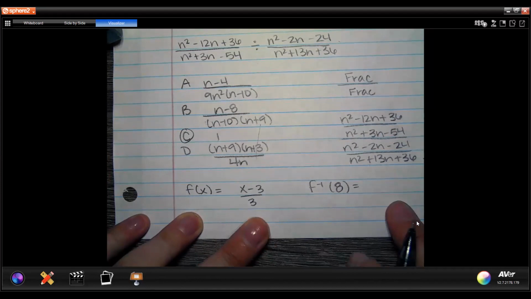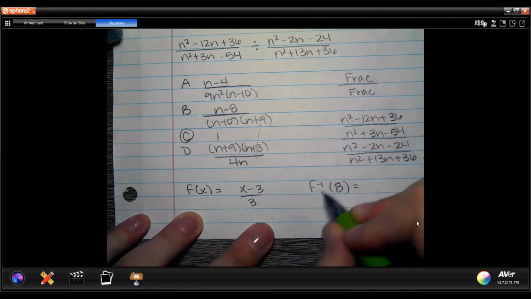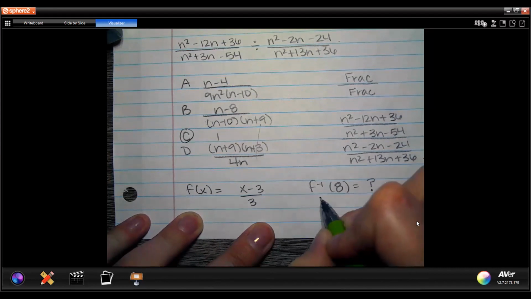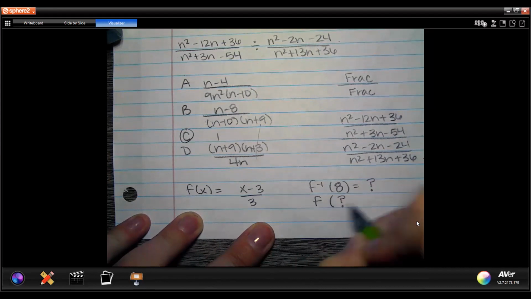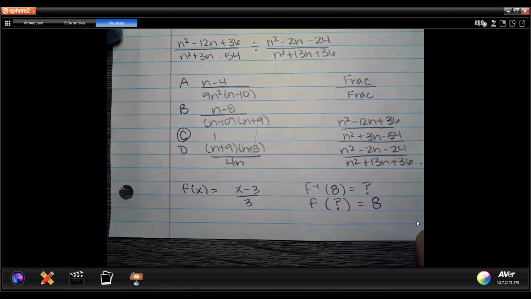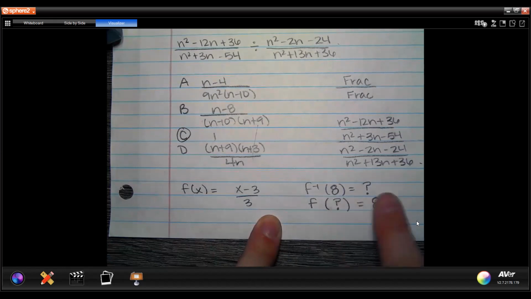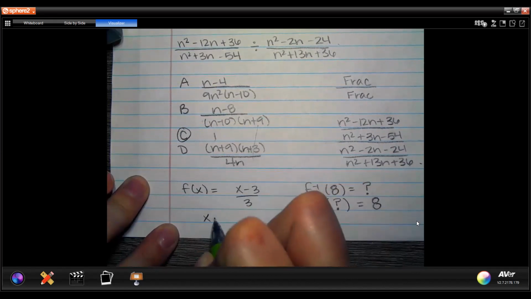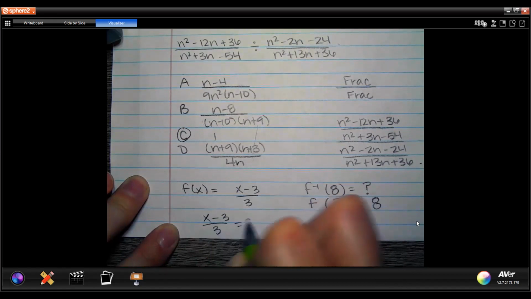If you guys recall, we had that one assignment where we were writing facts about functions and then facts about the inverses. So we said, if f inverse of 8 equals question mark, then that means that f of question mark equals 8. Okay, so if we want to know what the inverse is going to equal, then we need to know when the function is going to equal 8. So what I need to do is solve the equation x minus 3 divided by 3 equals 8.